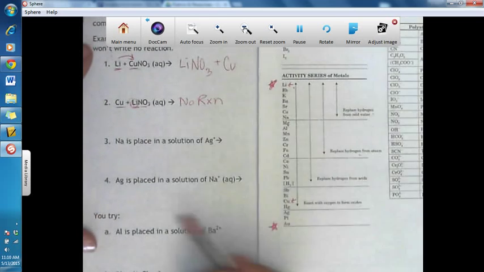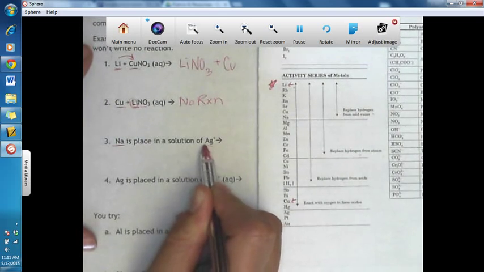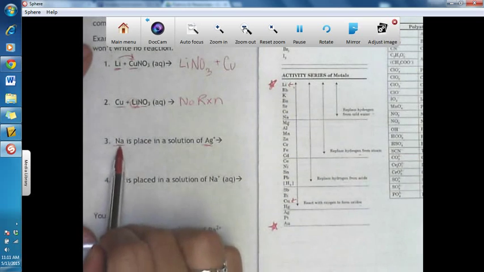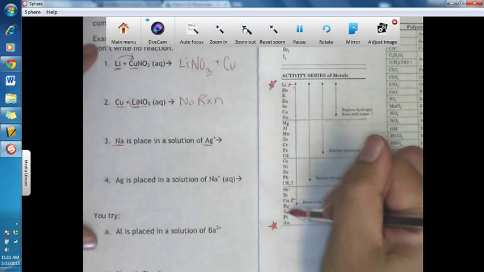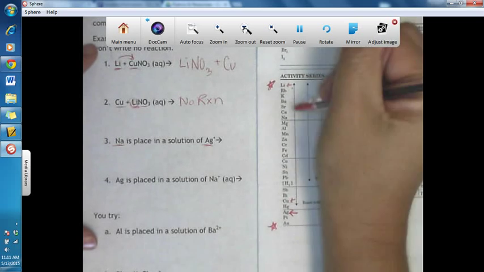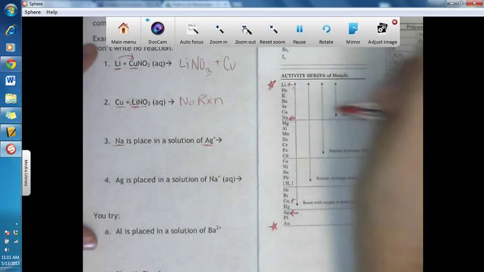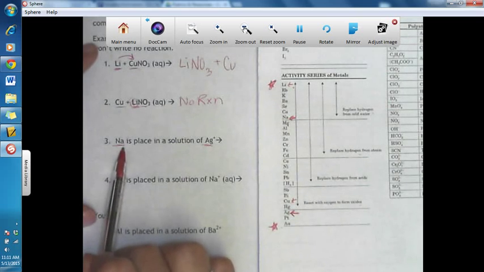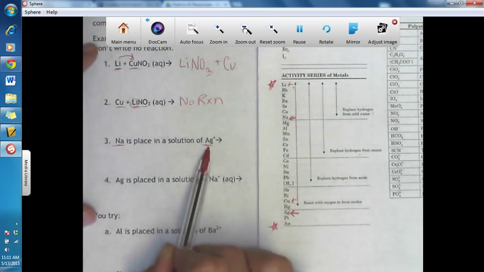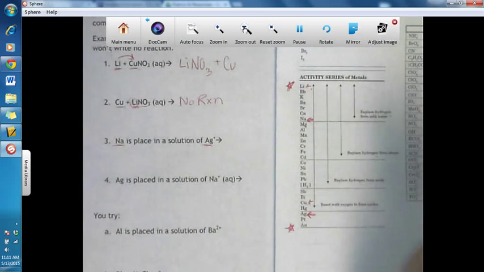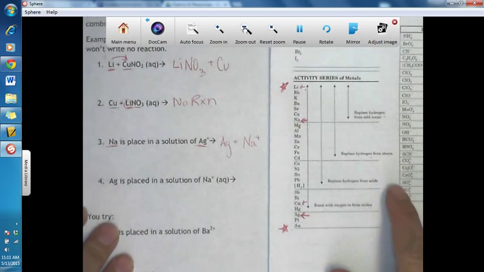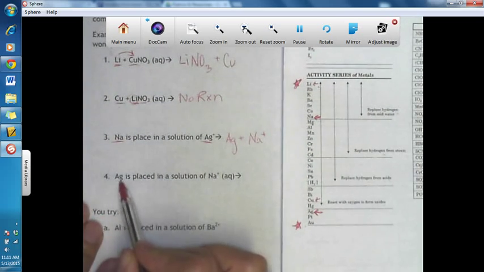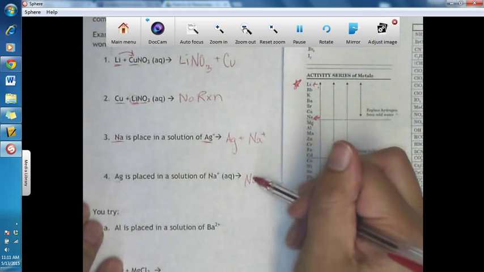The next one, we have sodium with a solution of silver ions. We want to know if that sodium is going to replace the silver ions in solution. Silver down at the bottom, sodium at the top. The sodium would rather be in solution than the silver, so here, yes, a reaction would take place. The next one, we have the opposite, so here, no reaction.